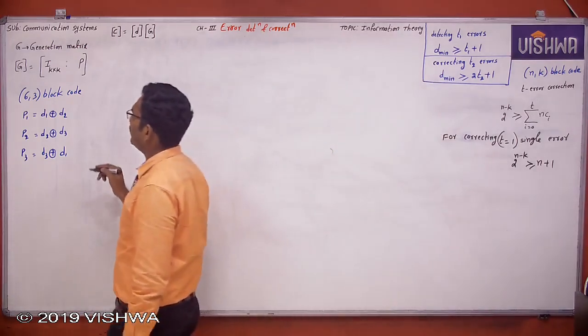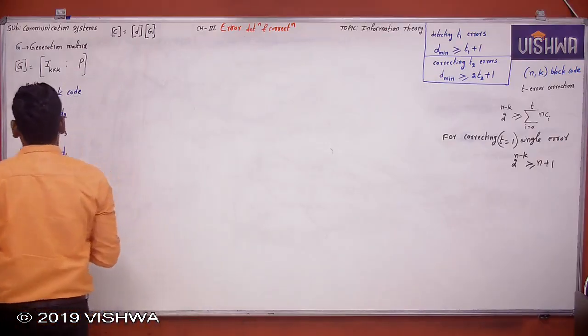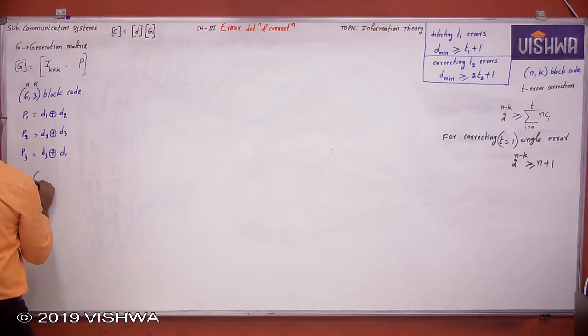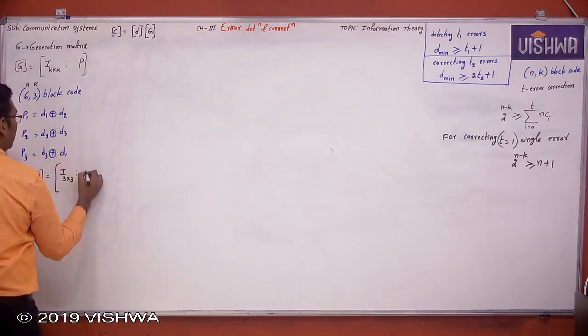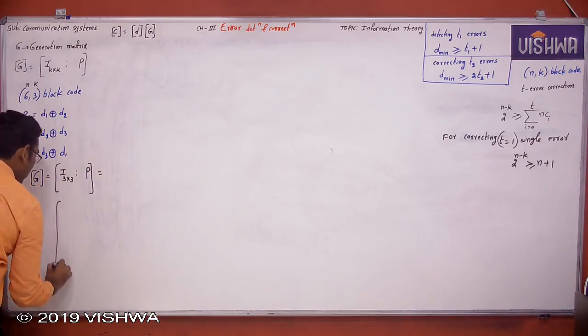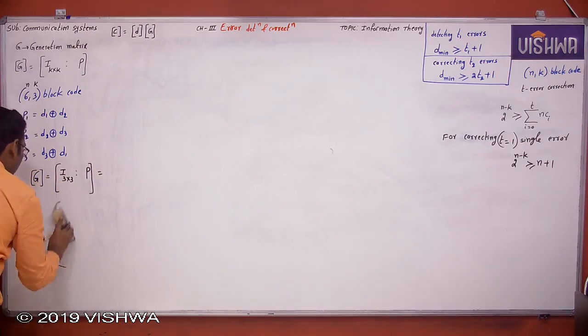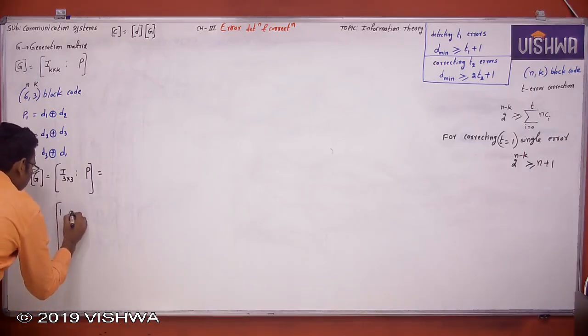Now first we will try to find the generator matrix. This is an n comma k block code, right? Therefore, what is the generator matrix? The first part is nothing but the identity matrix, whose order is 3 by 3. And the second part is nothing but the parity. Now see here, this is the generator matrix. The first part is nothing but the identity matrix of order 3.